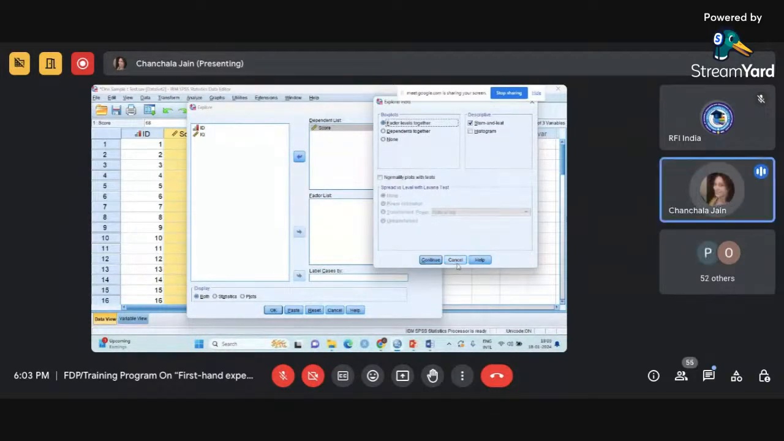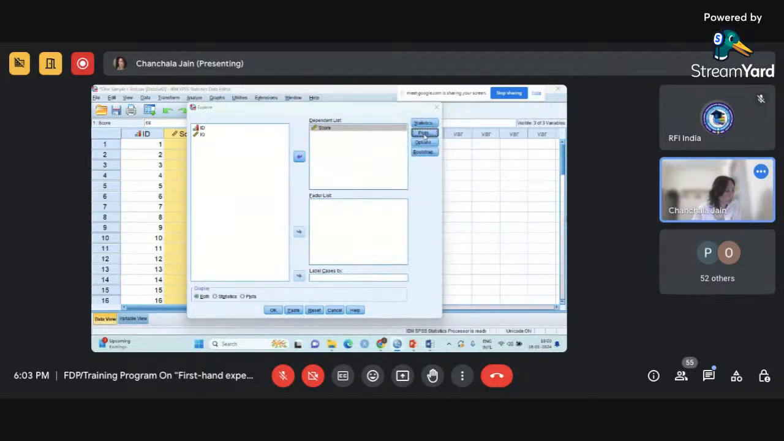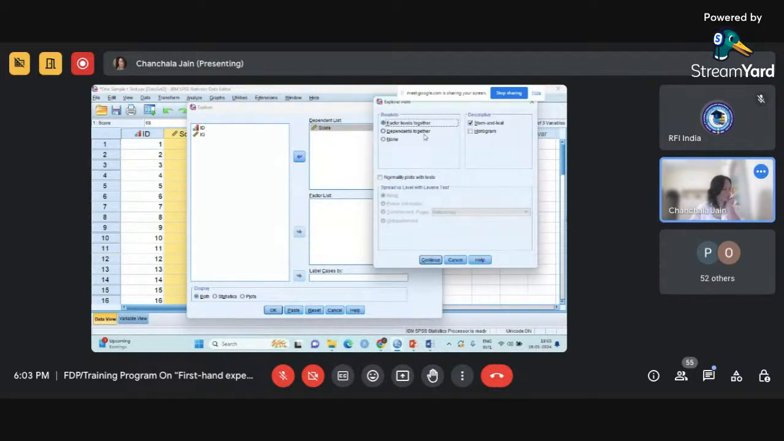So next you need to click on the Plots button. Here, at the left-hand side, under Boxplots, you can see the default option is Factor levels together. I think previously I said that Factor List is known as the independent variable. Here we are not passing anything under the Factor List, so there is no meaning of these things. Whatever is the default option, we will go with that only, right?